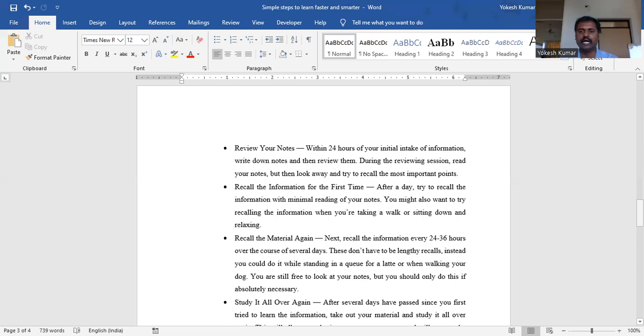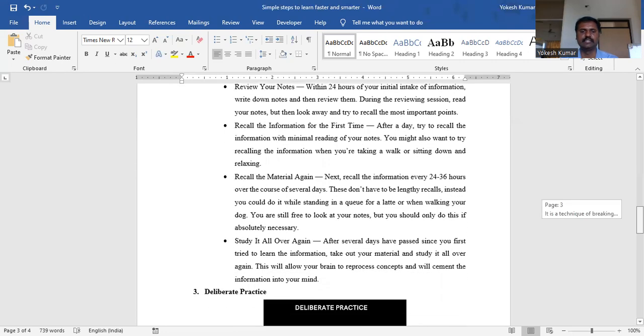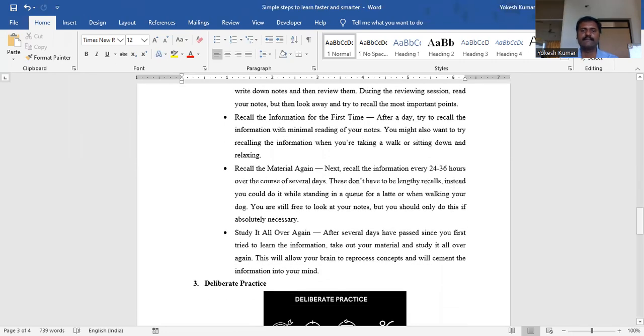So next, maybe after 24 or 36 hours, maybe several days, you don't need to do lengthy recalls. Instead, you could do it while standing in a queue, or when you are walking with your friends, or maybe walking with your dog. You have to recall the things you learned in the sessions. Then study it over again.